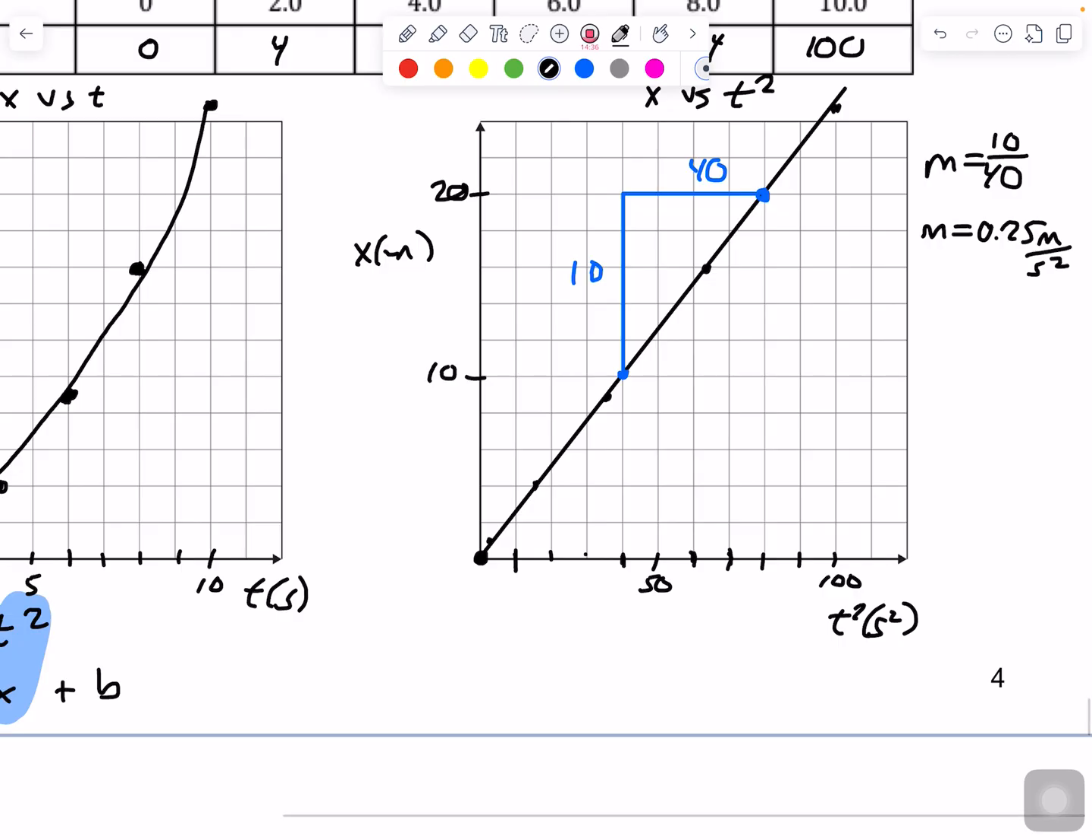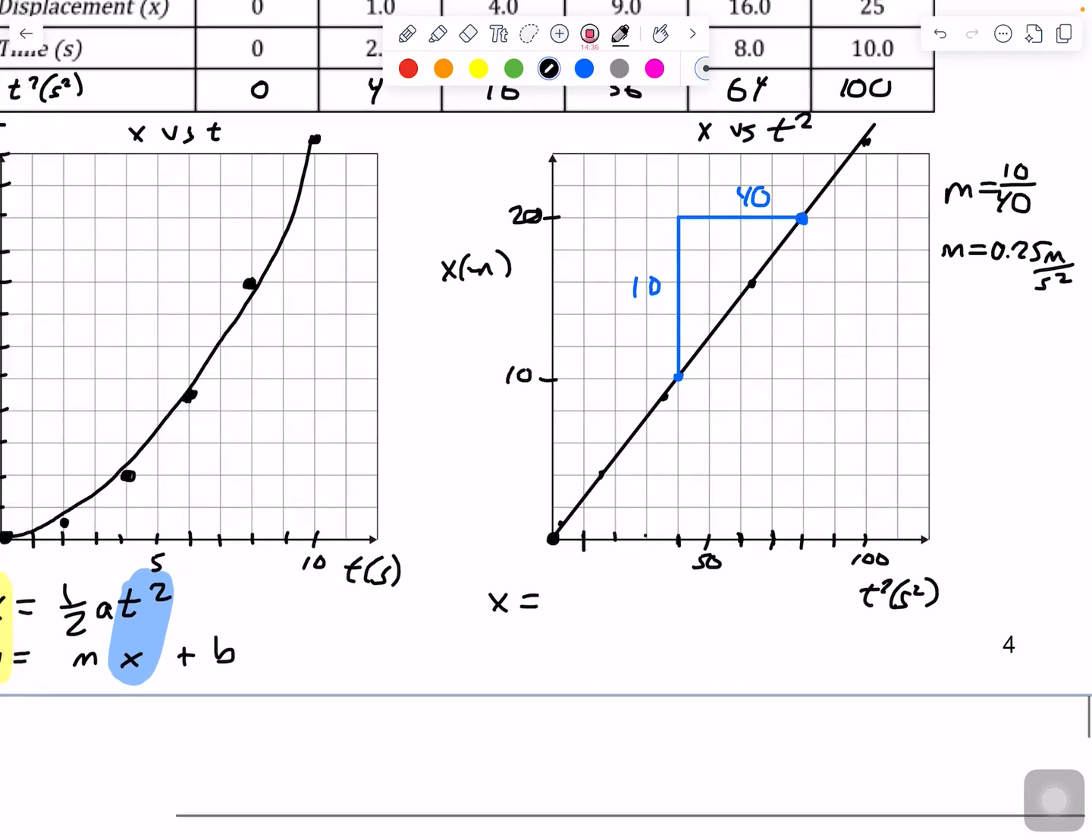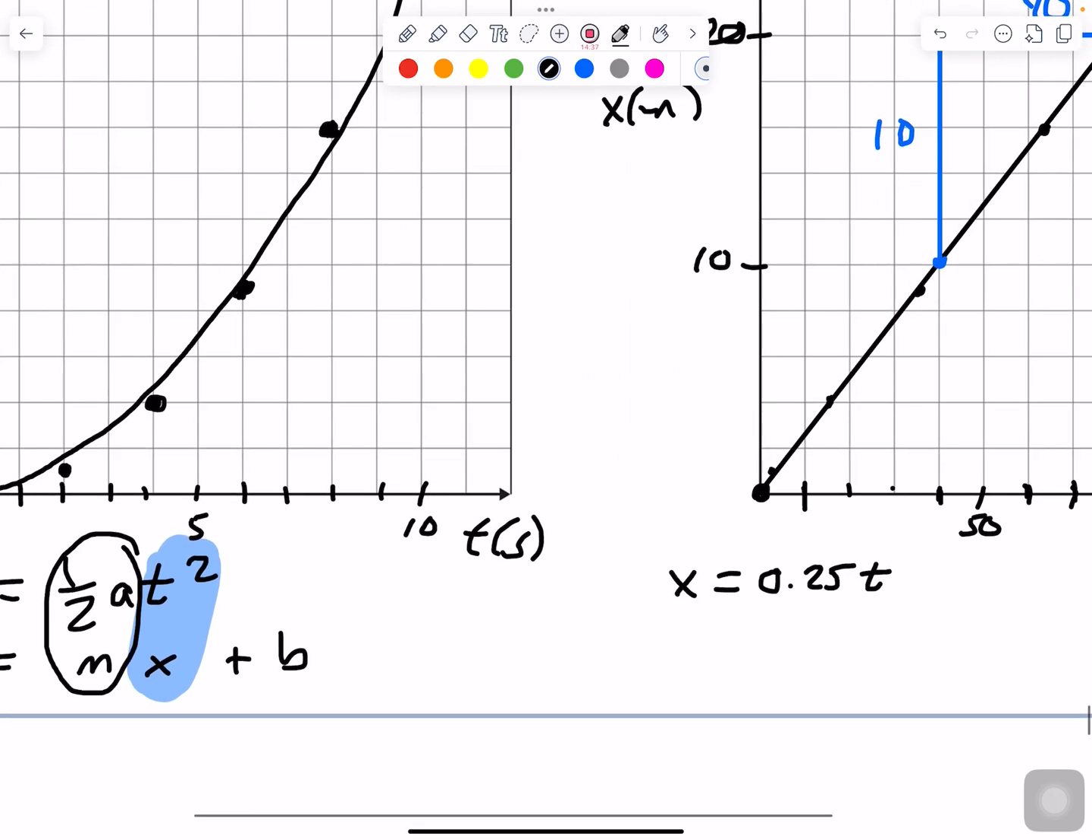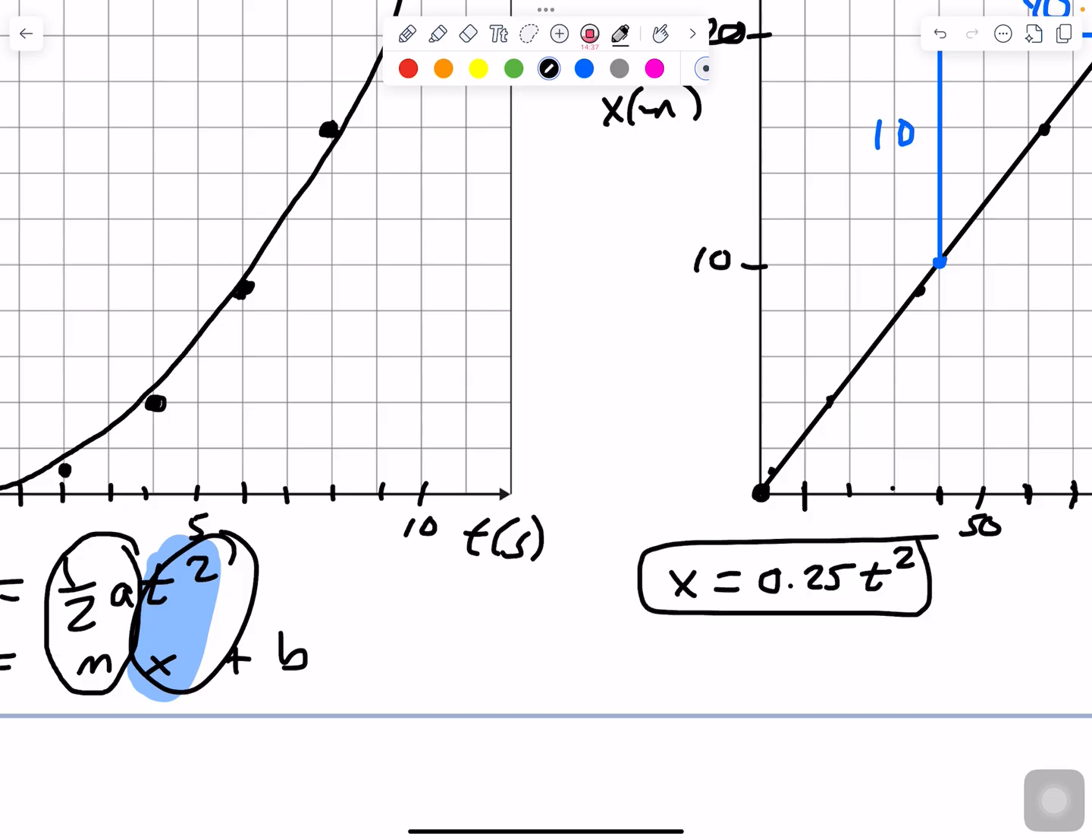Okay, meters over seconds squared. Okay, so putting this together, here's our equation. X equals, in place of our slope, we're going to go 0.25 times t squared. All right, and there's the equation that models this.